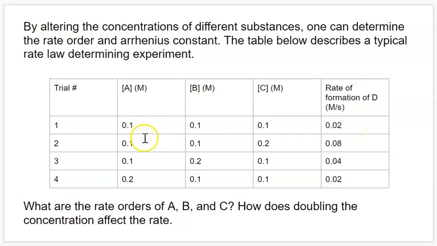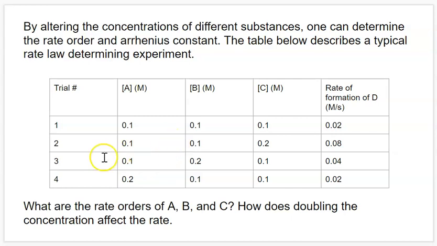And then in my trial 2, I'm going to keep A and B the same, so they're still both 0.1 molar, and I'm going to double my C concentration to 0.2 molar. And then from that, we see a change of the rate of times 4. So we doubled the concentration of C, and we had a quadrupling of the rate. And that actually tells us something about the rate order of C, since this seems to have an exponential effect, because we doubled the concentration and then we quadrupled the rate. So that tells us that C is going to have a rate order of 2.